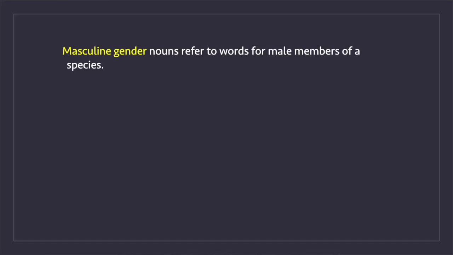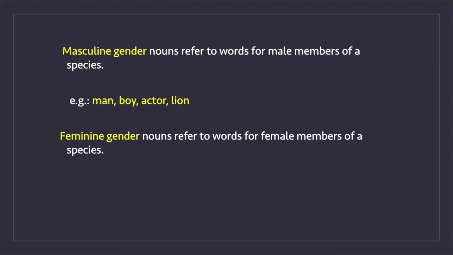Nouns can also be classified according to their gender. In English, the four genders of nouns are masculine, feminine, common, and neuter. Masculine gender nouns are those that refer to the male members of a species. Examples can be man, boy, actor, lion, and so on. Female gender nouns are those that refer to the female members of a species. So we can have woman, girl, actress, and lioness as examples.